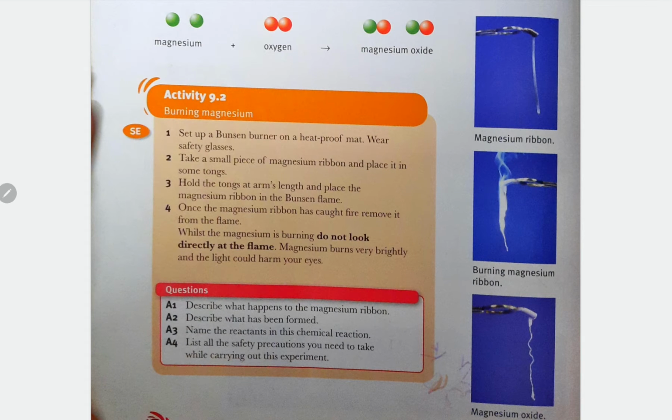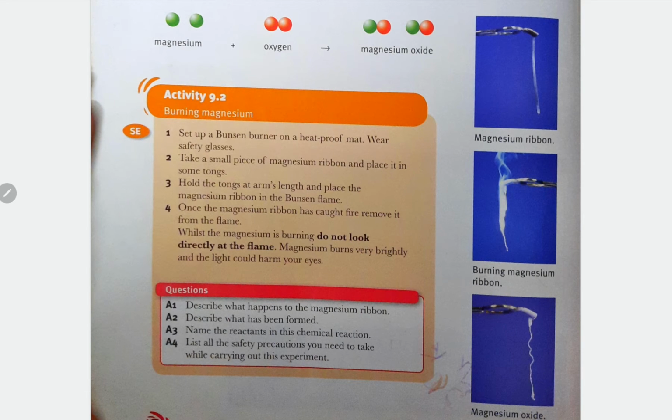This is the tongs. Okay, hold the tongs at arm length and place the magnesium ribbon in the Bunsen flame. Once the magnesium ribbon has caught fire, remove it from the flame. While the magnesium is burning, do not look directly at the flame. Magnesium burns very brightly and the light could harm your eyes.